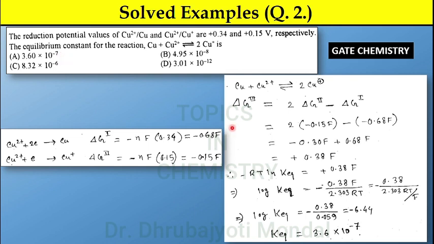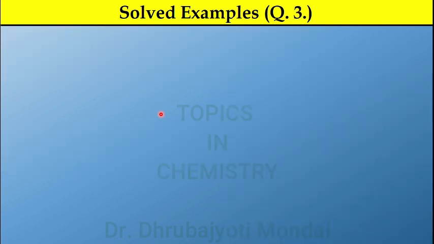So this is question number 2, and the equilibrium constant for that reaction is equal to 3.6 into 10 to the power minus 7. And you can see that delta G3 for that reaction is positive. Positive means this reaction is a non-spontaneous reaction. Now see question number 3.